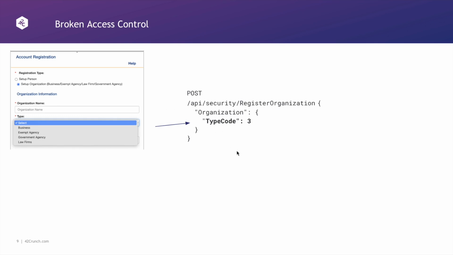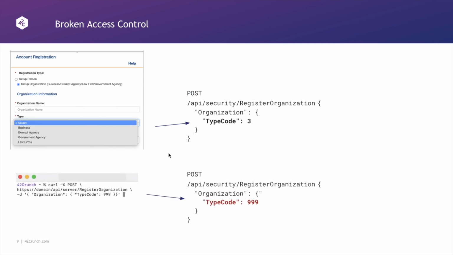Now, the problem with this is that a hacker doesn't need to use your web form to interact with your API. It's trivial for most hackers to gain direct access to your API, whether your APIs are used on a web page or in a mobile app. And then they can simply use something like curl to send that API request directly to your API. Now, in that case, I can send whatever value I like for that type code, that organization type. I'm no longer limited to the values that you've presented on your web page or in your mobile app.